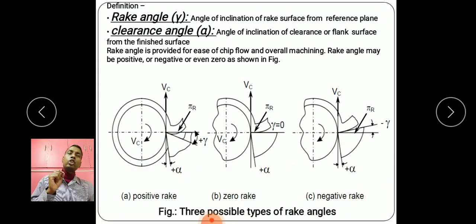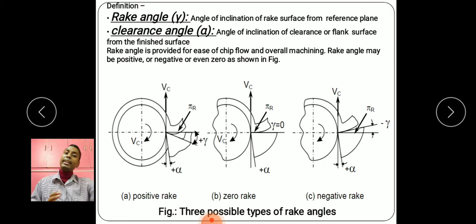If the clearance angle is not present, many times jamming is created in the machining zone. After a certain time, machining cannot happen. Okay, this is the importance of clearance angle and rake angle, with the help of this diagram.